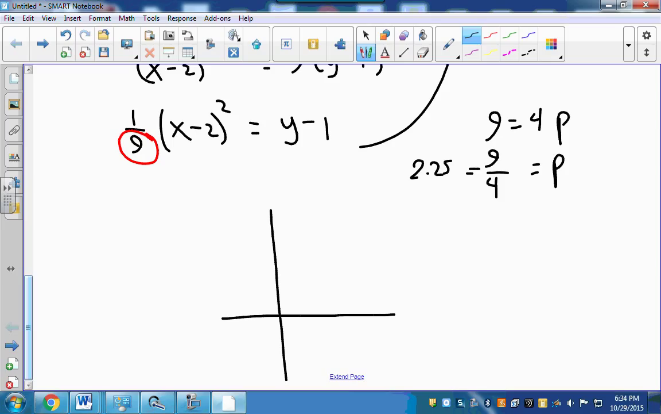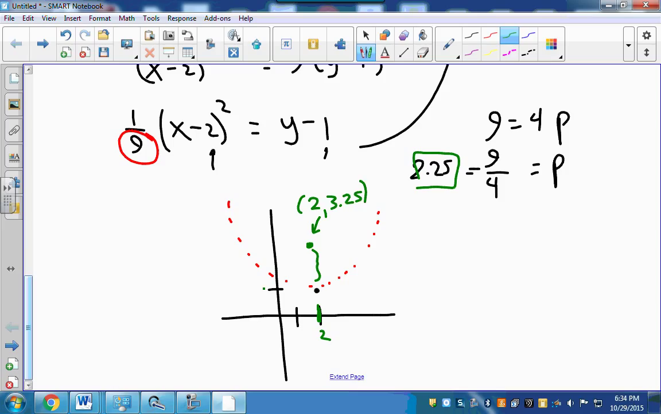We have the vertex is at 2, 1. We know the parabola opens up, so it's opening up something like this. And we also know the focal distance is 2.25. So if I go up 2.25, that gives me my focus. So that would be at 2, same as the vertex. But now this distance is 2 1/4. So that will be 3.25, right, because this was 1.